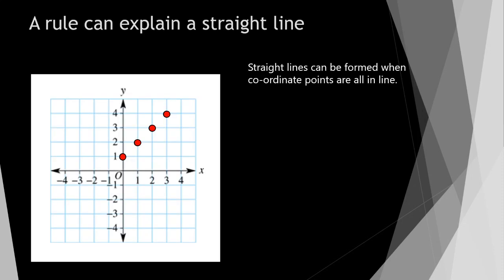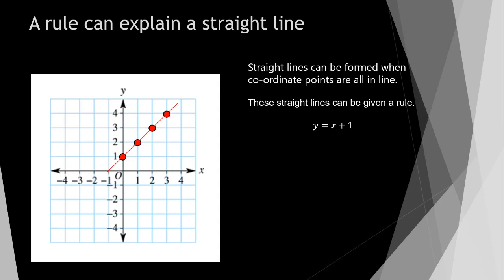So last lesson, we looked at how to plot these coordinate points on a number plane like this. And today we're going to focus on straight lines, which simply is what happens when you put a line through your points that follow some sort of order. So these straight lines can be given a rule. This line that you see on your screen is called y equals x plus 1. And that's what we're going to focus on today.